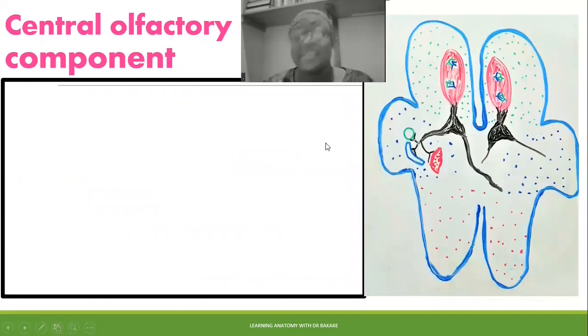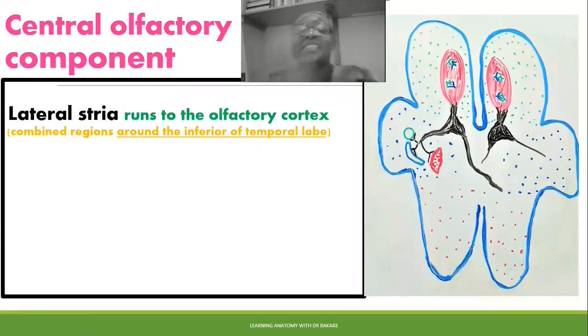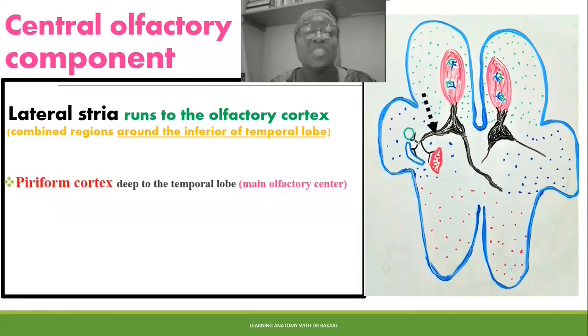Going further, after the division into the lateral and the medial stria, the lateral stria will run to the olfactory cortex. The olfactory cortex is a collection of regions located at the base of the temporal lobe, and that is the reason why the olfactory tract is initially directed posteriorly, so as to assume that position. So this lateral olfactory stria is directed to a collection of regions that are referred to as the olfactory cortex.